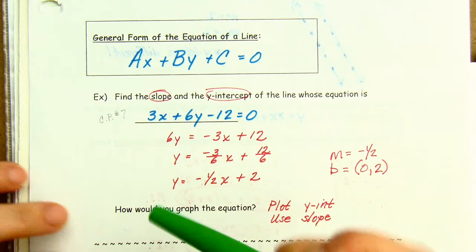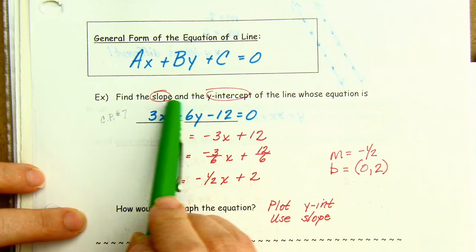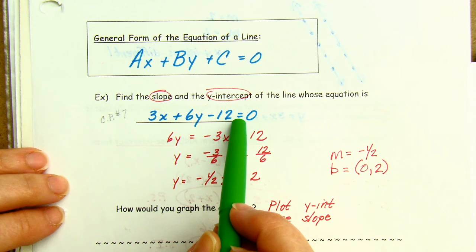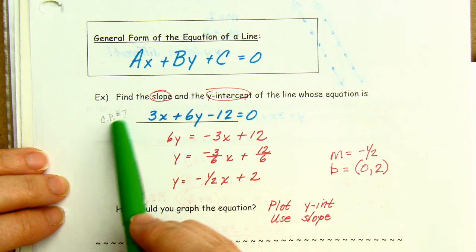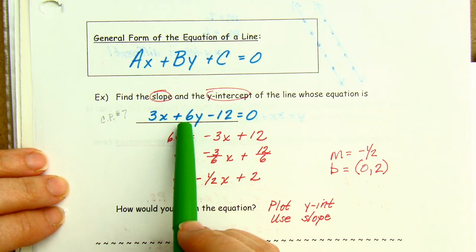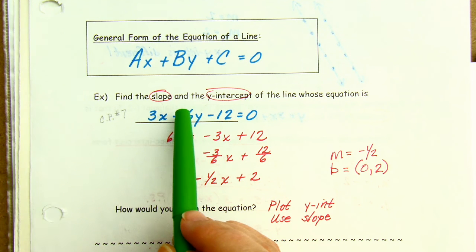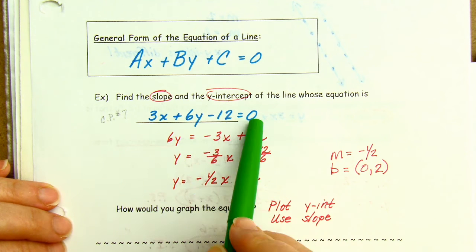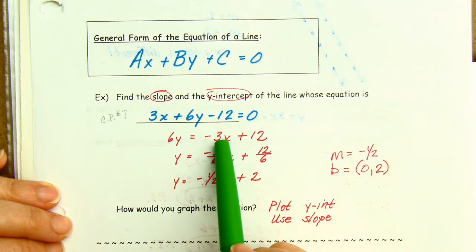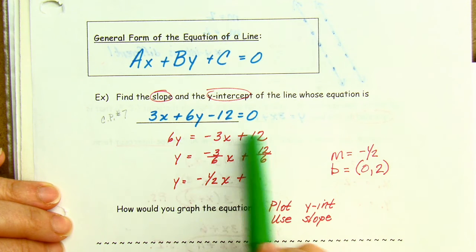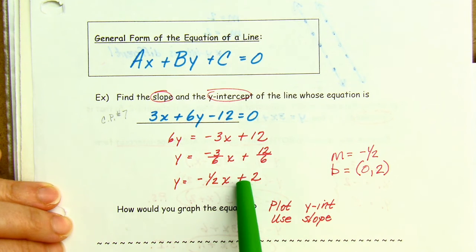Okay, this question says to find the slope and the y-intercept of the line whose equation is this. Now remember, I had asked you to use the examples that were in the checkpoints. This was checkpoint number 7. So you go through the process. You had to find the slope and the y-intercept. Well, it makes sense to put it in slope-intercept form. So just solve this equation for y. Take the 3x over, take the 12 over, divide by 6. Each of these terms, divide them by 6, and then simplify it. You must always, always, always simplify it.